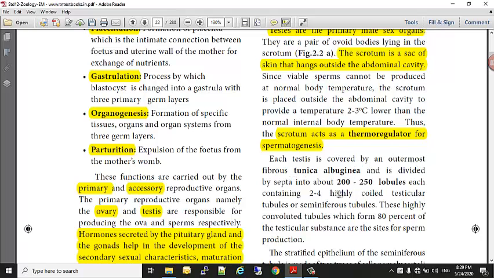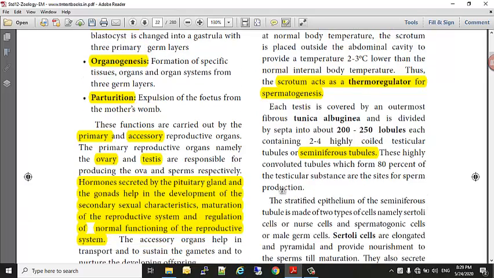It's already highlighted, and it is divided into many septa, 200 to 250 lobules, each containing 2 to 4 highly coiled testicular tubules or seminiferous tubules. You have seen in the video clearly. And these highly convoluted tubules, which form 80% of testicular substance, are the site for the formation of sperms. Okay, so where sperm is produced, you will write seminiferous tubules, right?